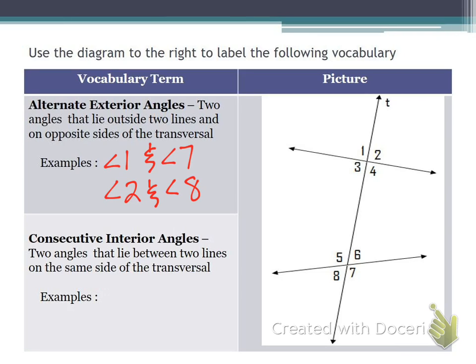Consecutive interior angles, which are also sometimes referred to as same side interior angles, are in between the two lines, so they are on the interior part, but they are on the same side of the transversal. So 3 and 5. Good. The other pair would be 4 and 6.